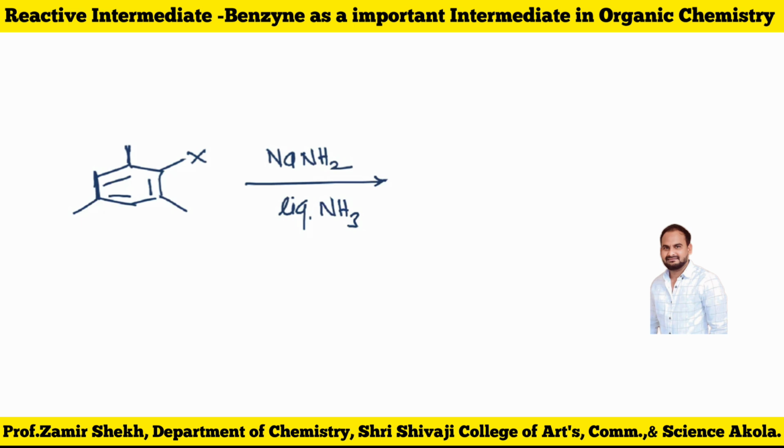Why? Because in this reaction, benzyne is not formed, since hydrogen is not attached at the adjacent position. Whenever a leaving group is there, here X is the leaving group, adjacent to the leaving group there should be a hydrogen required. If any hydrogen is there, the reaction will occur. If no hydrogen, then no reaction will proceed. Okay, got it?